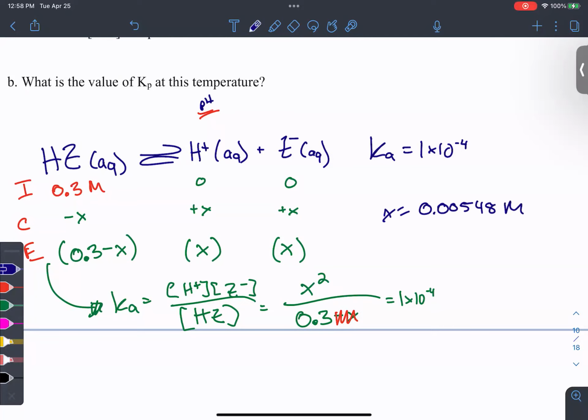What is that the concentration of? It's H plus, yes. So I can get pH by just taking the negative log of that. And so my pH is 2.26.